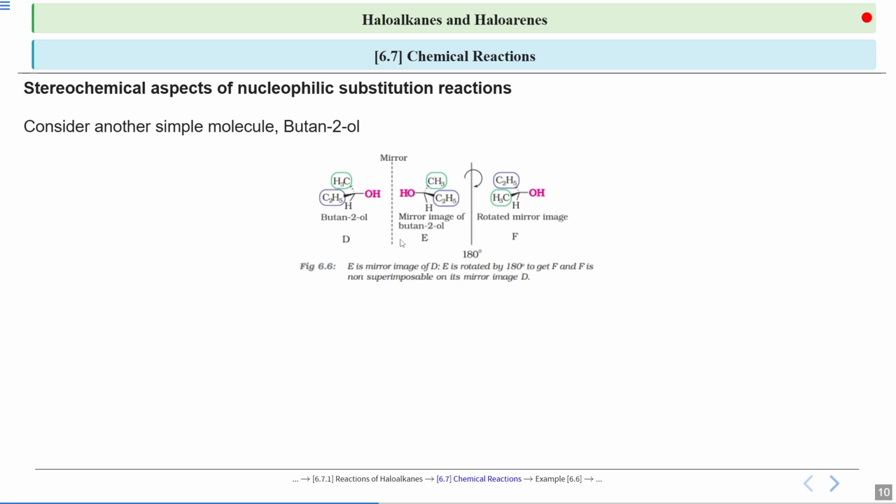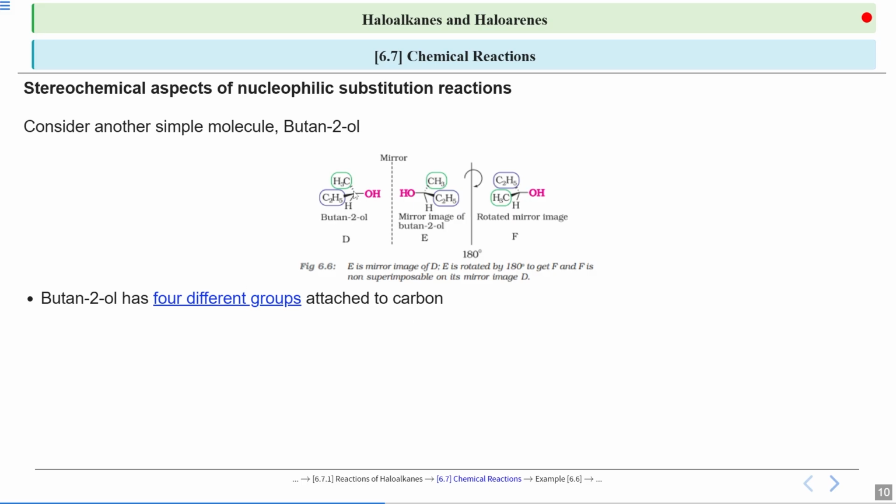When you put a mirror, it will form its mirror image. So the mirror image of butane 2-ol, we are calling E. So E is the mirror image of D, and when E is rotated by 180 degrees, you get F, which is a rotated mirror image, and F is non-superimposable on D. Now, if you put this rotated mirror image F on the structure of D, that is butane 2-ol, it will be non-superimposable, right? So butane 2-ol has 4 different groups attached to a carbon.